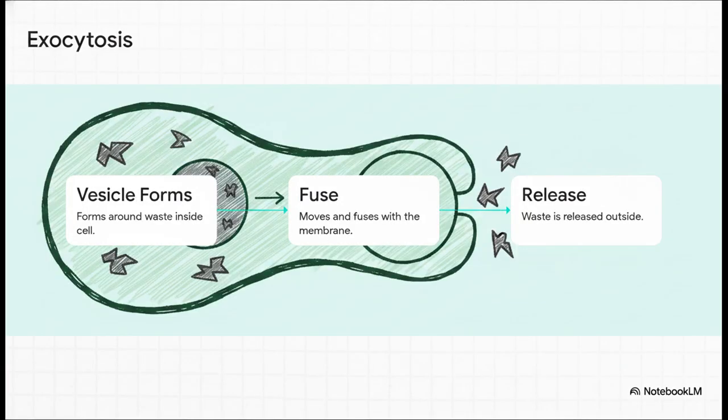And naturally, the exact reverse process happens when the cell needs to take out the trash. We call this exocytosis. Step 1. Inside the cell, a vesicle forms around the bulky waste material. Step 2. This little package moves toward the outer plasma membrane. Now, because the vesicle and the membrane are made of the exact same lipid materials, they just seamlessly fuse together. Step 3. The membrane opens up and the waste is released outside the cell into the extracellular space. The membrane acts as this completely dynamic, shifting gateway.